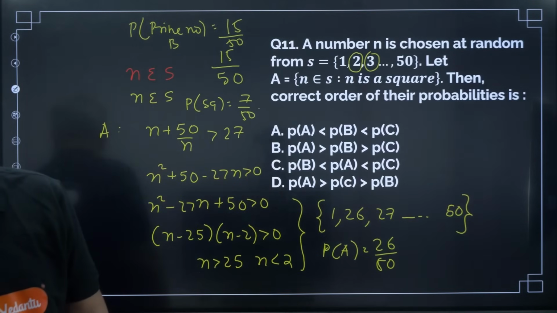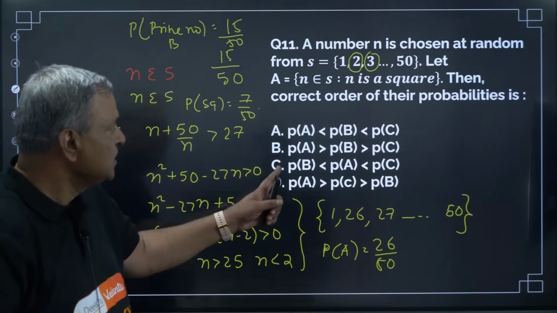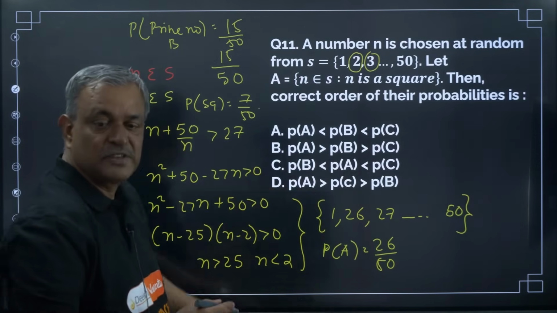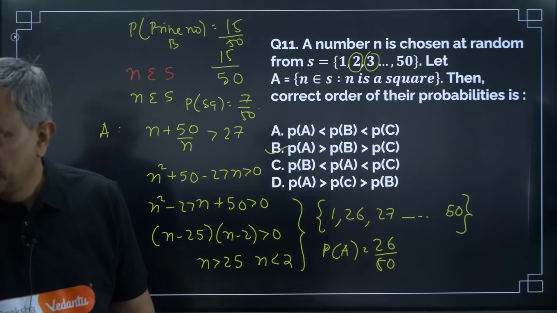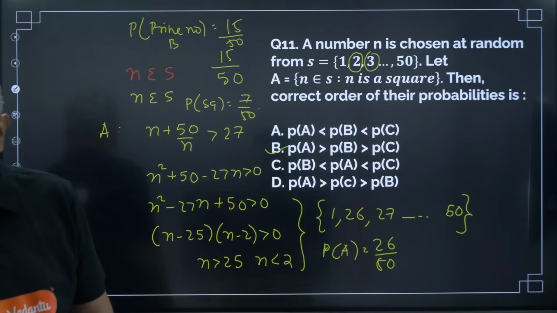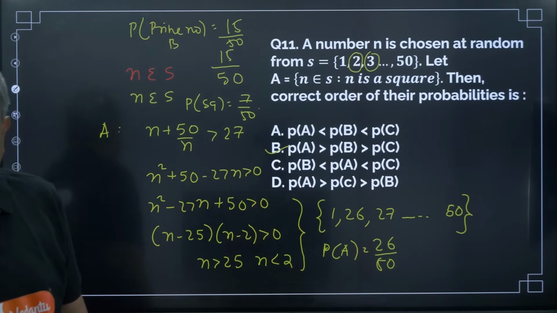So what happens? PA is greater than PB is greater than PC. Option B is correct. Okay, so there was a typographical error. So the error is rectified now.